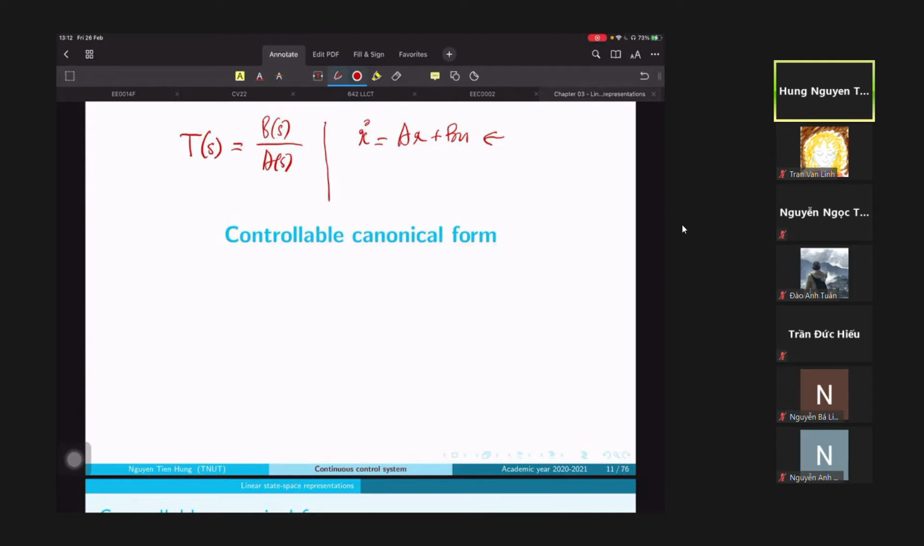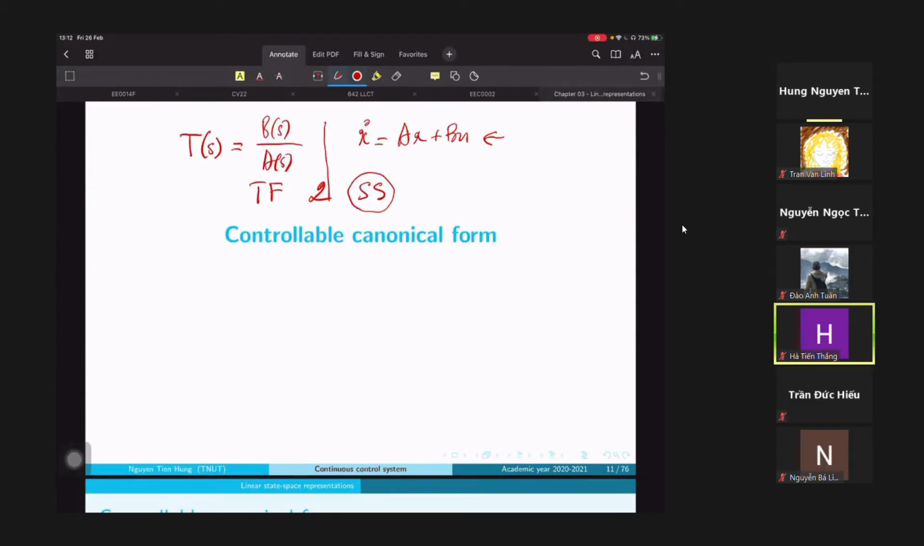So we have a transfer function and we convert it into state space. But the state space is not unique. From one transfer function, we have many ways to represent the system in state space.